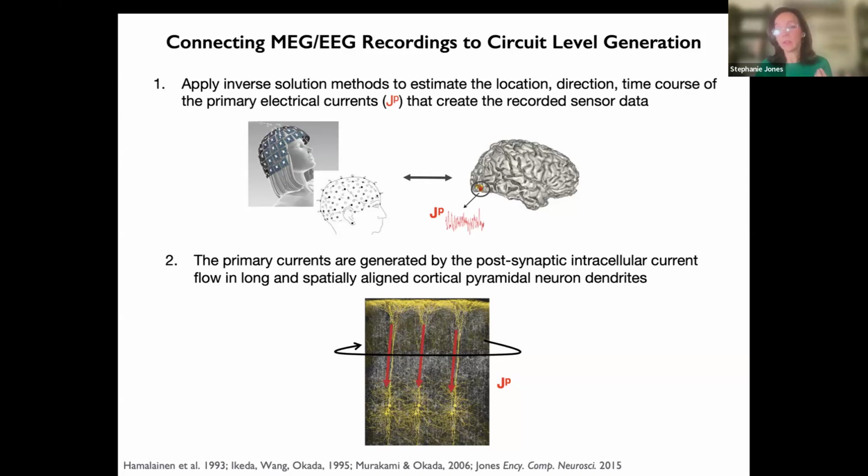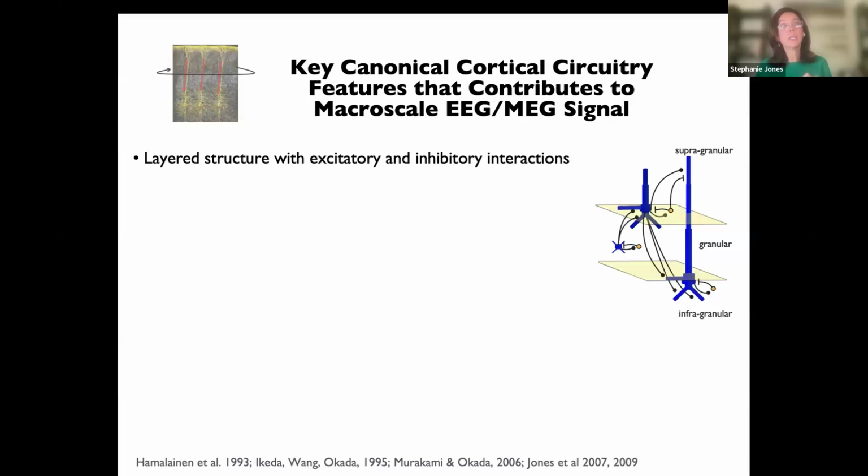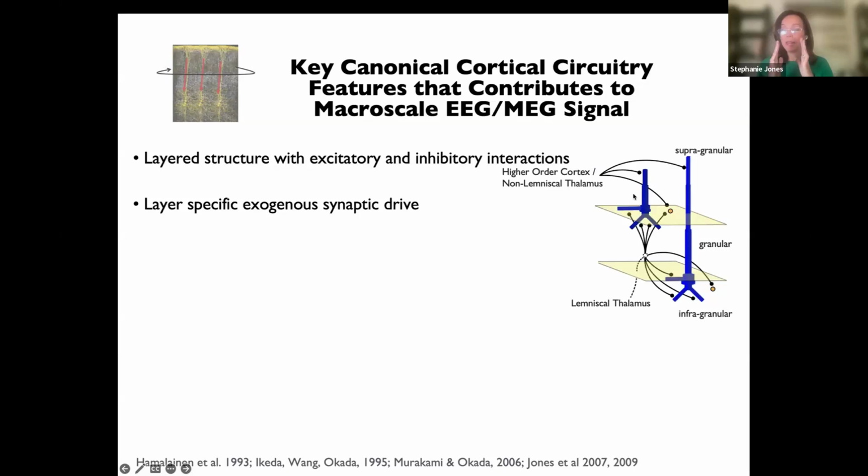So given that this is where the signal comes from, there are some key canonical features of cortical circuitry that we wanted to take into account in order to study the cell and circuit level generation of this signal. The first is that the cortex is a layered structure. We have these pyramidal neurons with these long apical dendrites in both the supragranular and the infragranular layers. And they're synaptically coupled to other excitatory and inhibitory cells within the local cortical circuit. These networks don't sit in isolation. They're constantly receiving inputs from other parts of the brain.